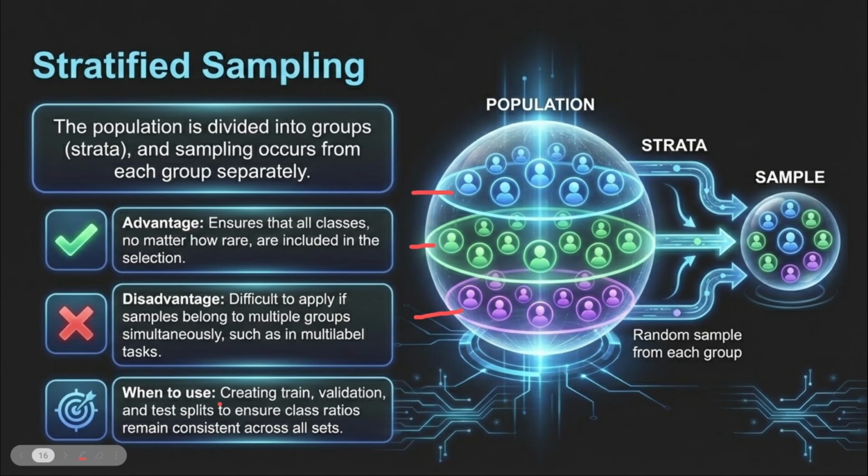We'll always use it to create training, validation, and test sets to ensure the class ratios remain consistent across all the sets, like how we did it in the sign language interpretation example.